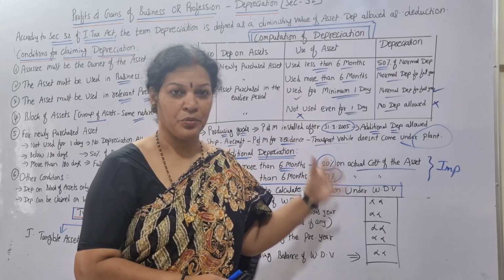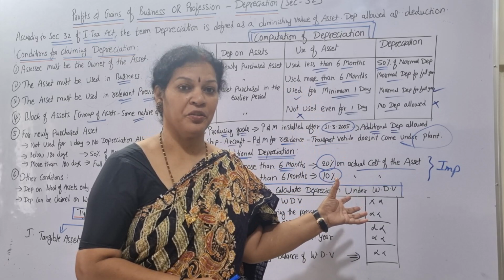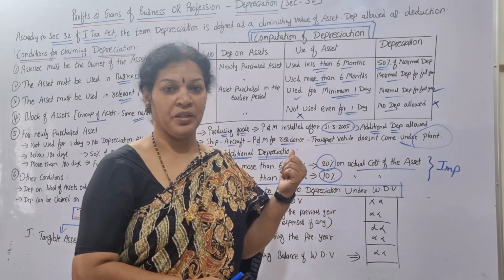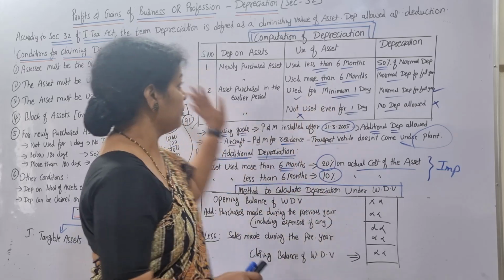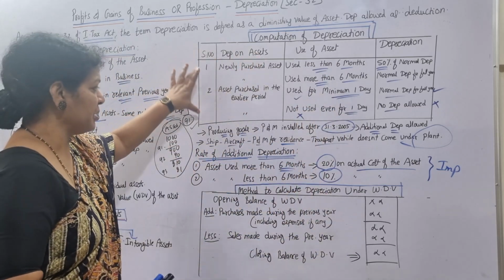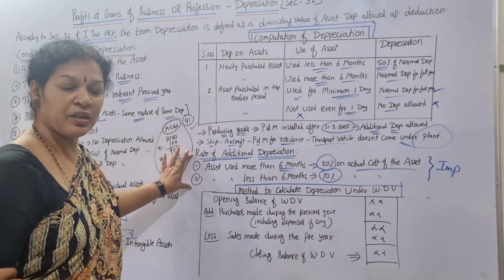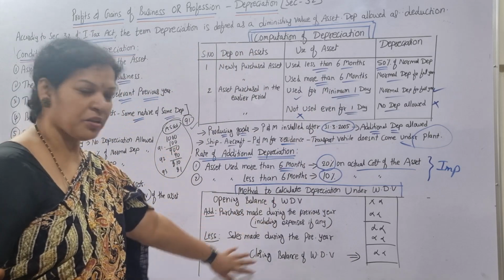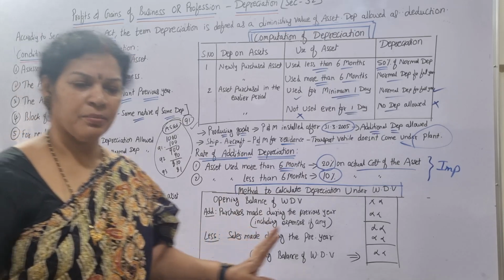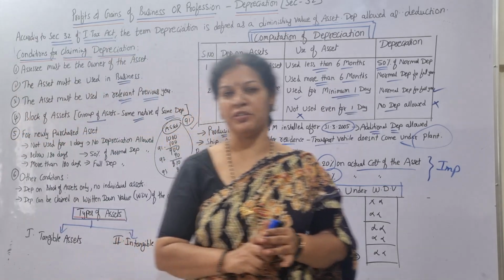depreciation policy. So what are the conditions to be satisfied? What is the percentage you have to take? If you remember this, the general computation of depreciation, this table, and also the rate of additional depreciation. And you know how to calculate written down value. If you remember simple things, it will be very easy.